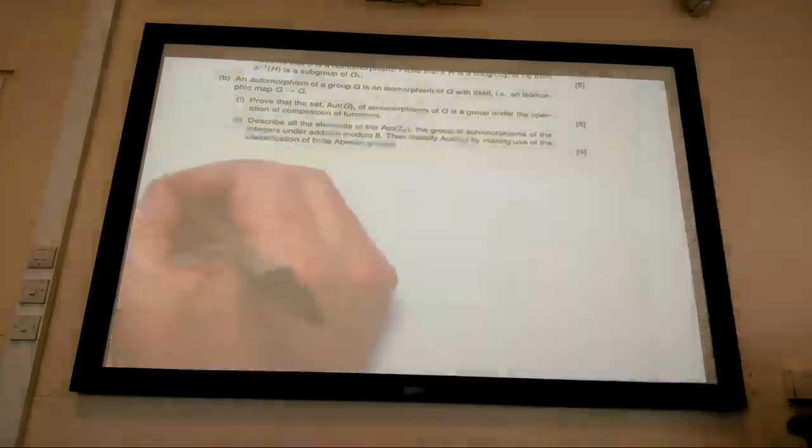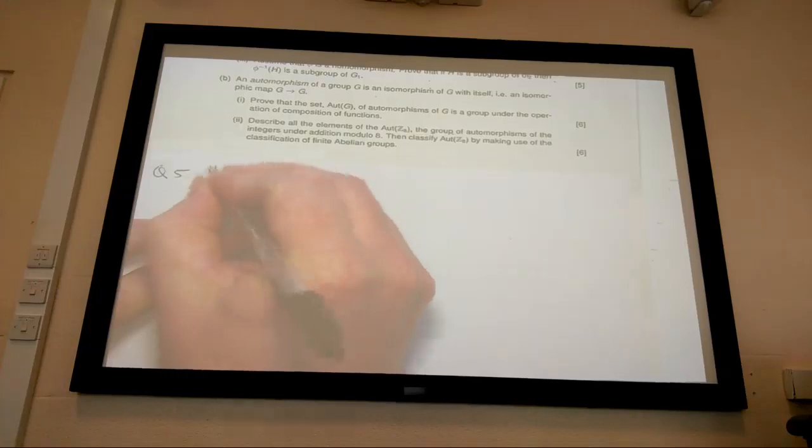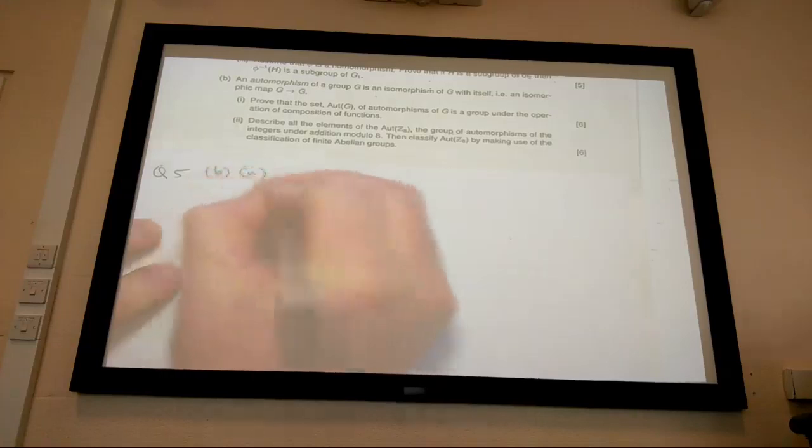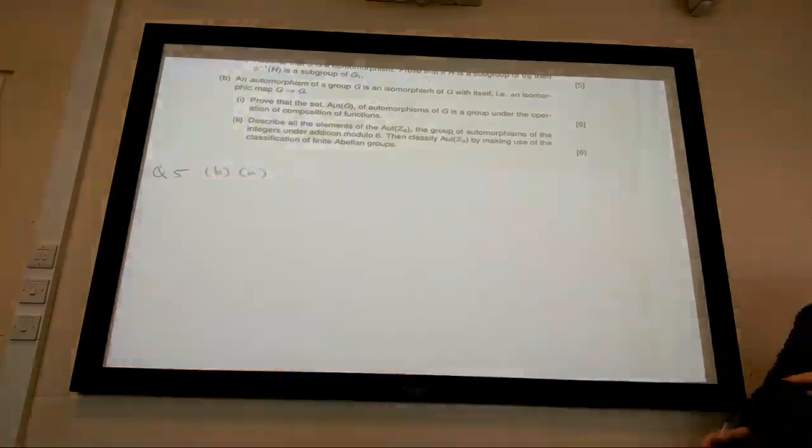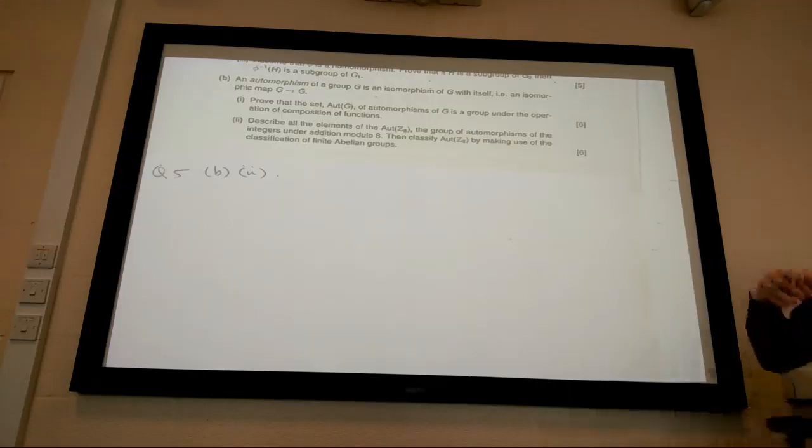So question five, B, part two. We kind of rushed through this. So we proved part one. We proved that Aut(G), the set of automorphisms, is a group under function composition. And then we wanted to classify Aut(Z8).